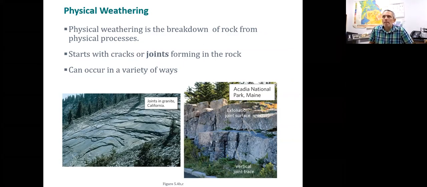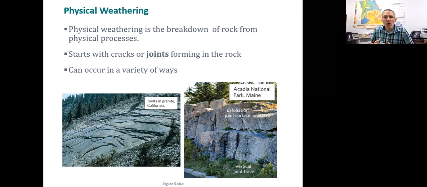Now, weathering occurs in a number of different ways. The first thing that physical weathering tends to attack is cracks, joints. A joint is a crack in the rock with no movement. If there was movement in it, we'd be calling it a fault. Your textbook has an image of a piece of granite that has some sheeting that has taken place. The other example they give in the book is a layer of granite that has exfoliated.